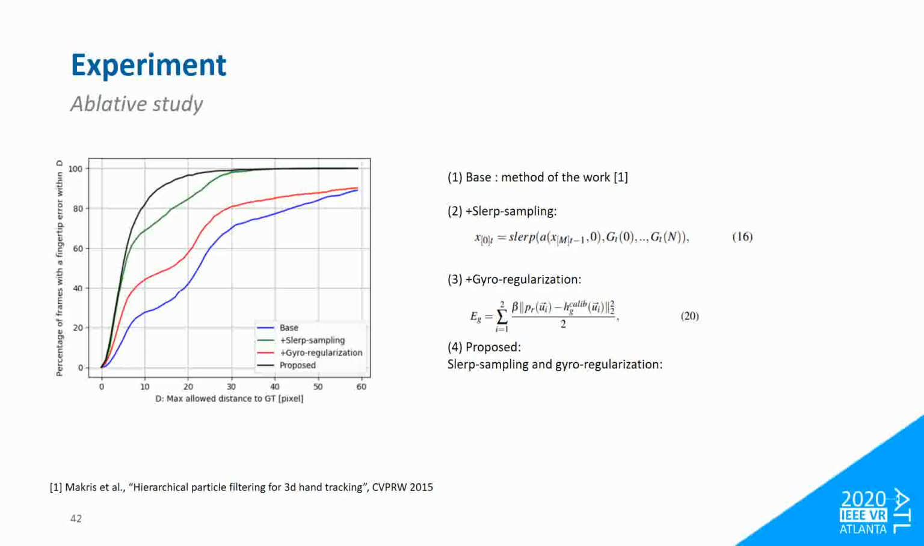We first have an ablative study. As our basic method, we employ the Marquis walk, and we add some components: slope-based sampling and gyro regularization. The left graph represents the percentage of frames of fingertip error within a threshold in our own dataset. As shown in the graph, we can conclude that the fusion of slope-based sampling and gyro regularization gives the best result. So we adopt all components for our method.